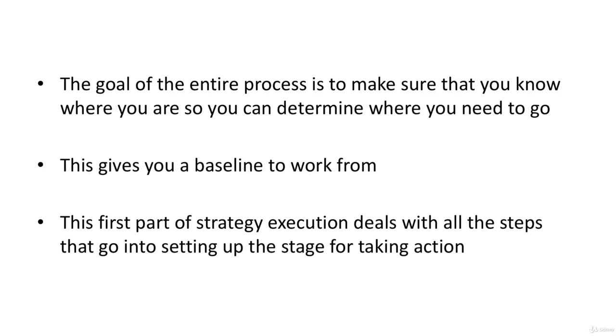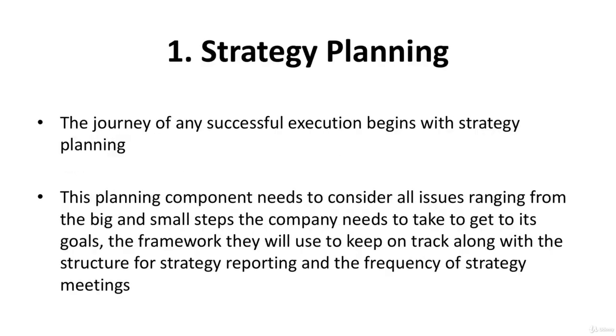The first part of strategy execution deals with all the steps that go into setting up the stage for taking action. 1. Strategy planning. The journey of any successful execution begins with strategy planning. This component is important as it comes before taking any action. This planning component needs to consider all issues, ranging from the big and small steps the company needs to take to get to its goals, the framework they will use to keep it on track, along with the structure for strategy reporting and the frequency of strategy meetings.